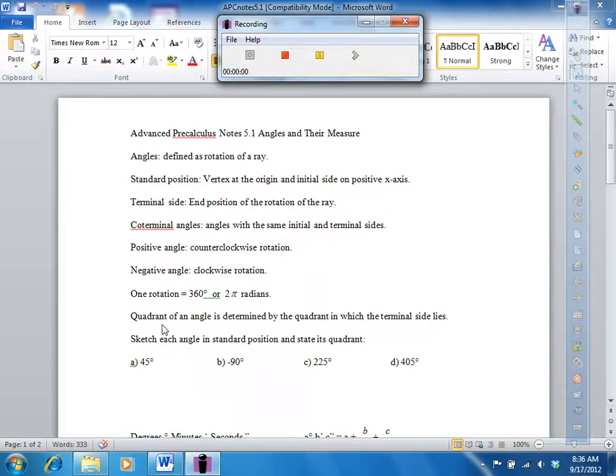But this is kind of the meat of this semester, okay? The meat and potatoes. All right. So anyway, angles are defined as a rotation of a ray, okay?